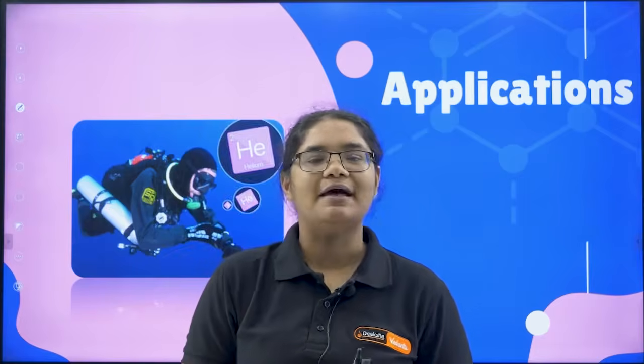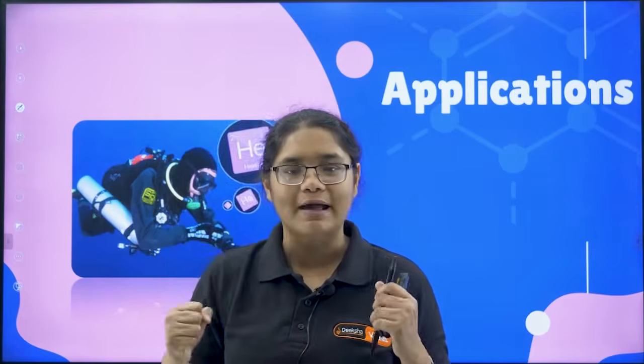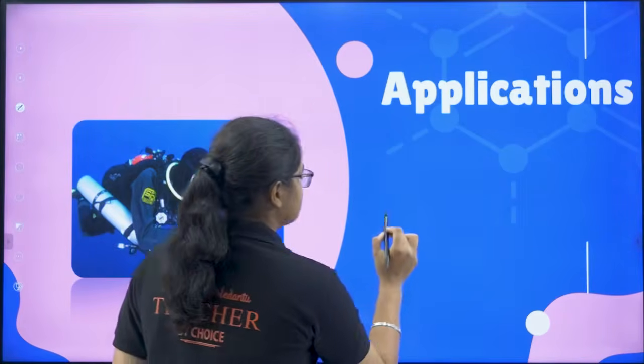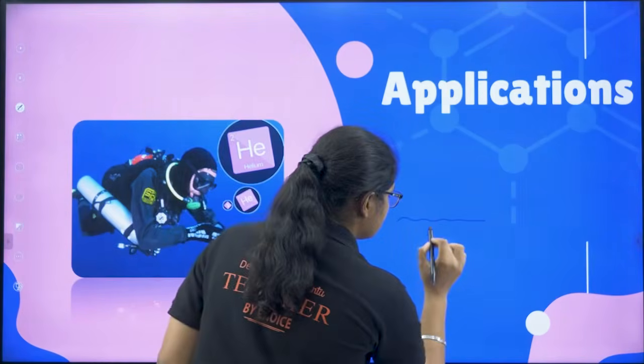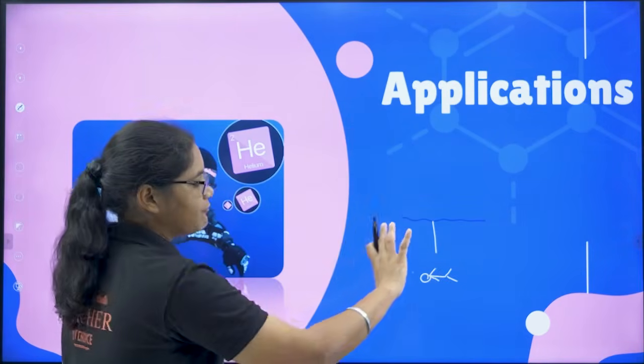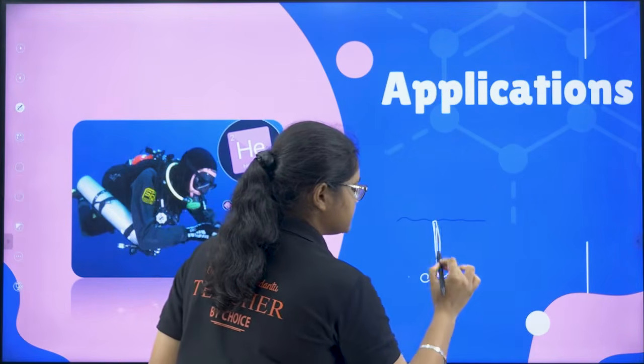Here what happens is, when you go deep inside the water, the pressure increases. We just saw that if pressure increases, the solubility of gases will increase. So the different gases, oxygen and nitrogen, get dissolved in your blood. Now, when you come to the surface after scuba diving, the pressure is less. Suppose this is the water body and you are starting your scuba diving. You will be here, and when you are here, you have this much pressure on you.